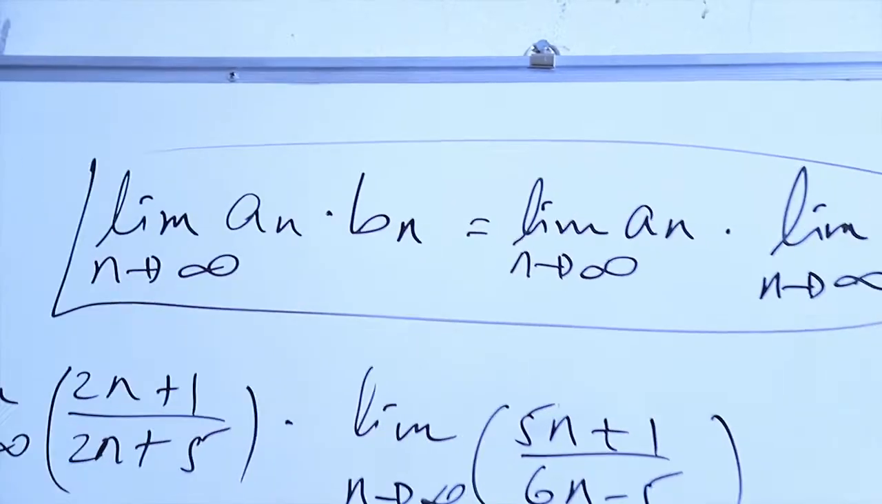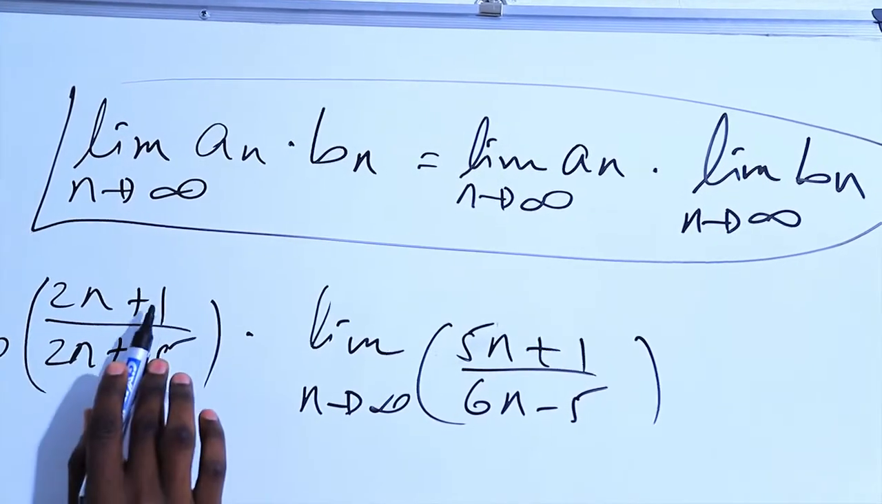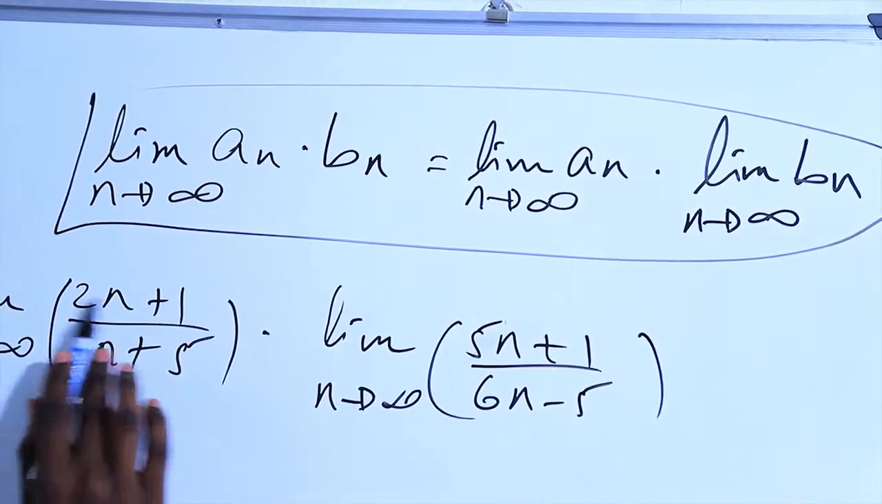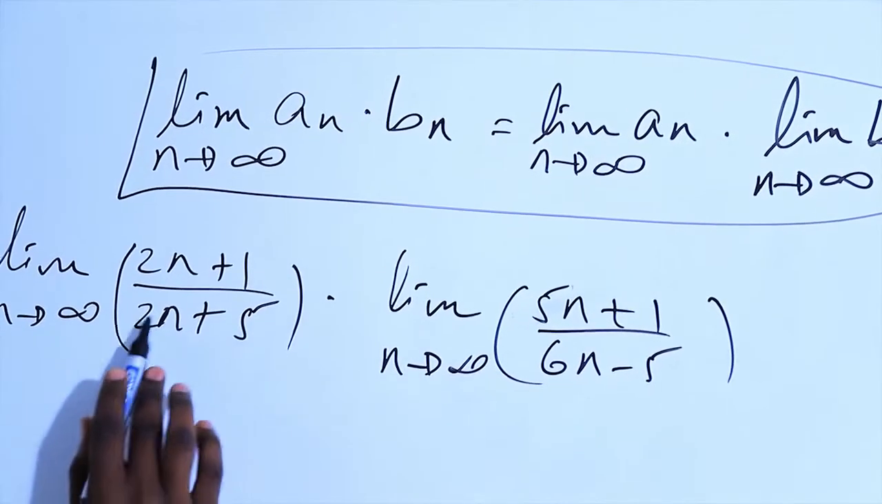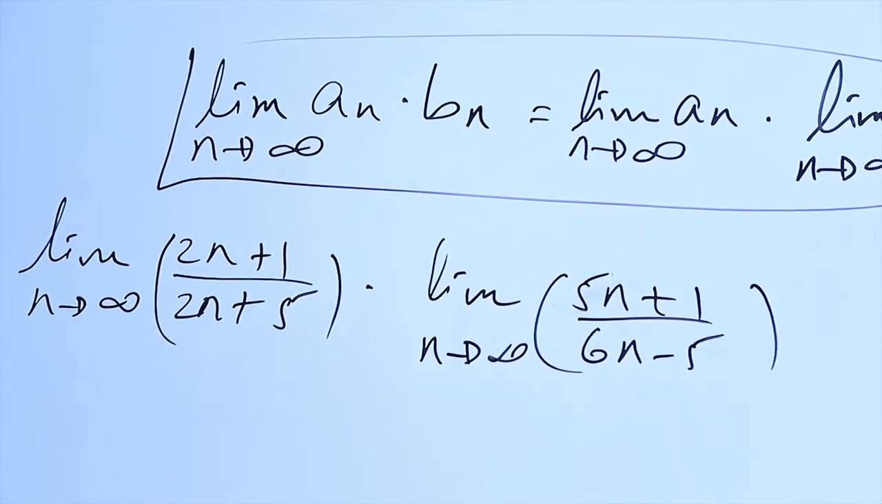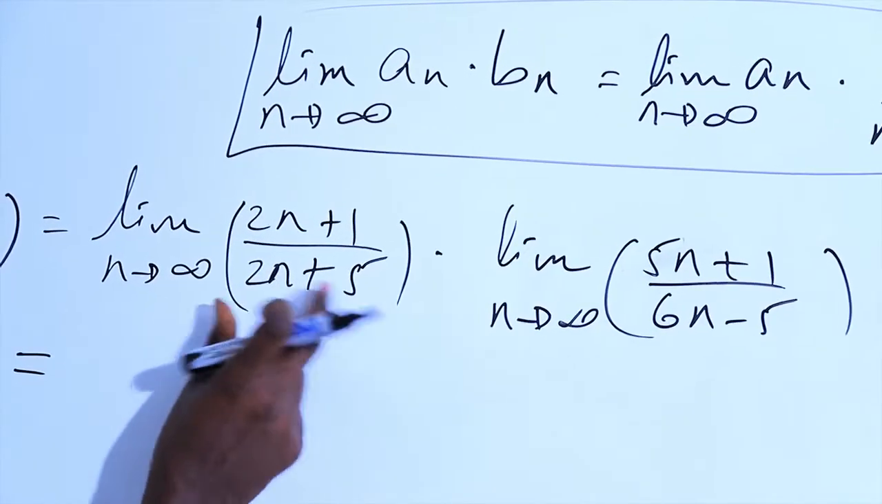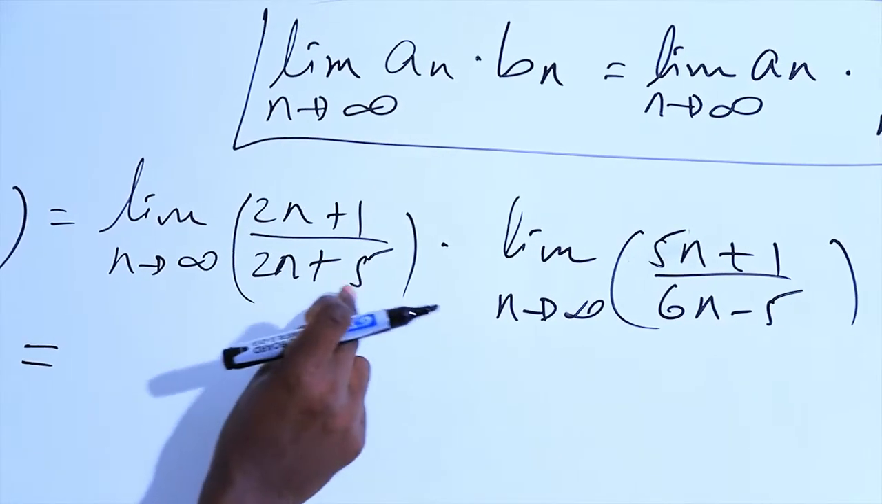From this we can say that for the limit of the sequence 2n plus 1 over 2n plus 5, we can evaluate the limit here. In the denominator part, we have 2n plus 5.